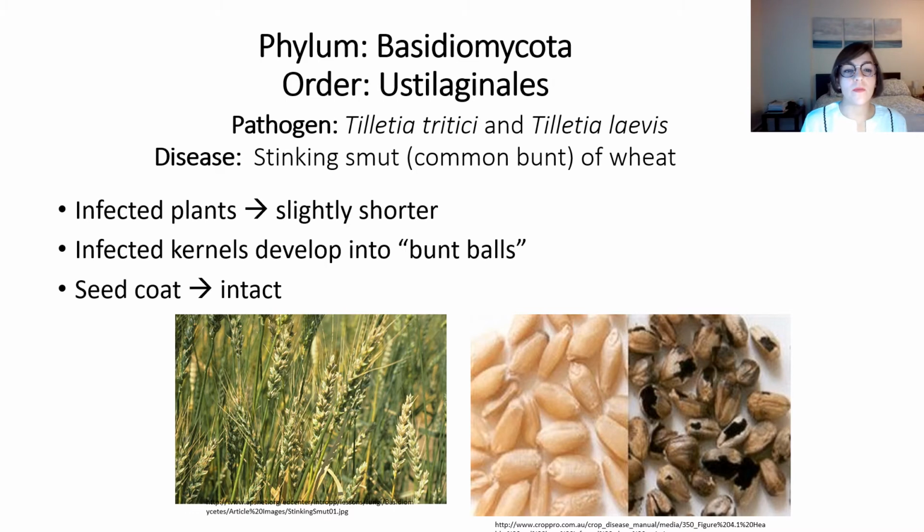And now we have stinking smut, or common bunt of wheat, which is caused by Tilletia tritici and Tilletia laevis. This pathogen causes the development of shorter plants, and the infected kernels develop into bunt balls, as we can see here. The seed coat remains intact. This is how infected plants look. Here we have healthy grains, and here we have diseased grains.